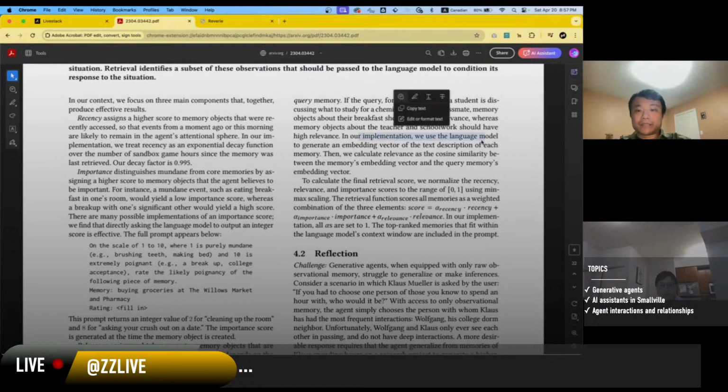In our implementation, we use the language model to generate the embedding. Oh, they actually, I'm wrong. They're actually using embedding. They're using the GPT-4 embedding. Interesting. I didn't know that. Okay.